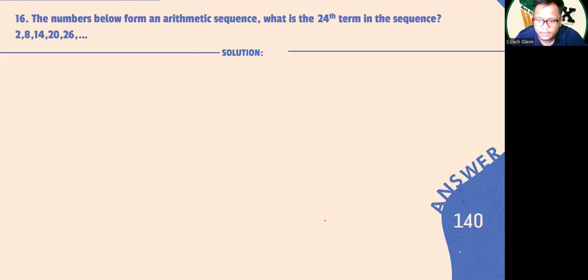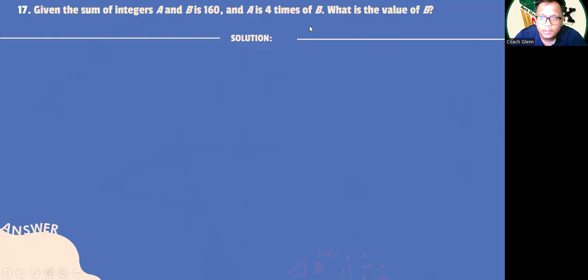Okay, that's it. So let's go to the next problem, number 17. Given that the sum of integers a and b is 160 and a is 4 times b, what is the value of b? So a is equal to 4 times b. Same concept. So this is 4 parts. So a is 4 parts and then b is 1 part, okay?